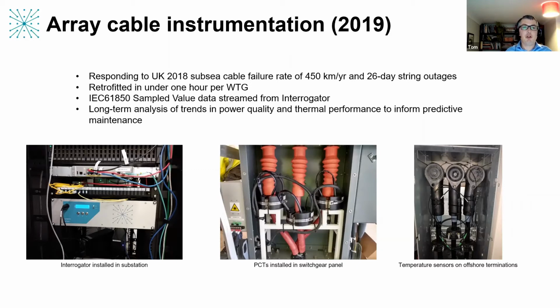So on the left, we've got the Interrogator, which is sat in the substation. Then in the center, you can see the 3 PCTs just clamped around the insulated cable. And you've got this black single mode fiber just running between them. That's all that's connecting those sensors with the substation. And on the right, you can just about make out the temperature sensors on the cable terminations. It's worth mentioning, I think it's half a day to install this. It's a really simple, easy system to retrofit.